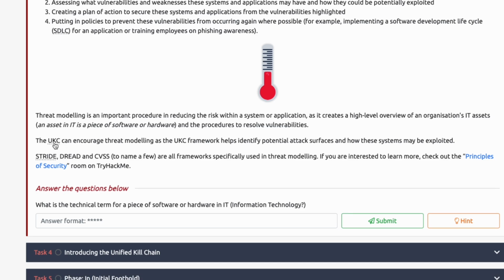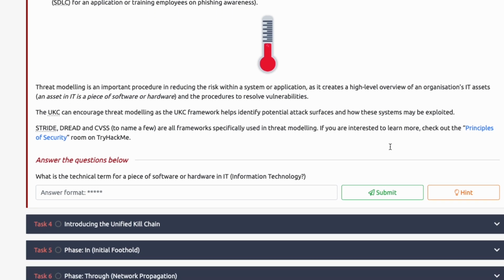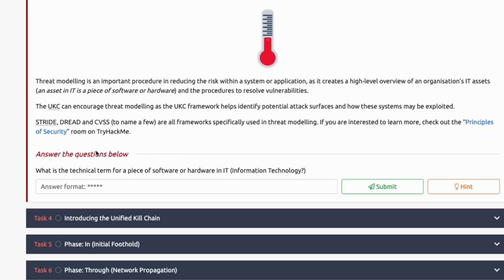The UKC, Unified Kill Chain, can encourage threat modeling, as the UKC framework helps identify potential attack surfaces and how these systems can be exploited. There is STRIDE, there's DREAD, and there's CVSS, the Common Vulnerability Scoring System, to name a few, and all are frameworks specifically used for threat modeling. If you're interested in learning more, you can go to the Principles of Security room on TryHackMe.